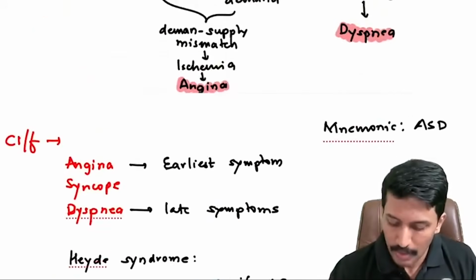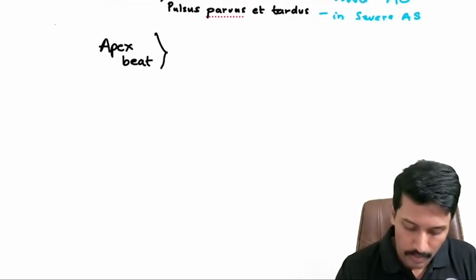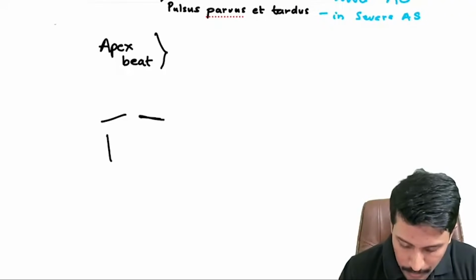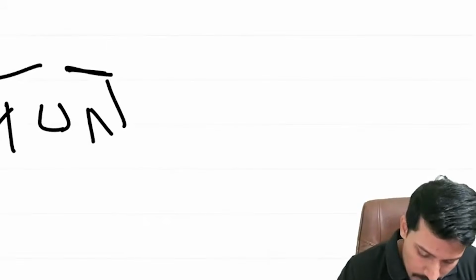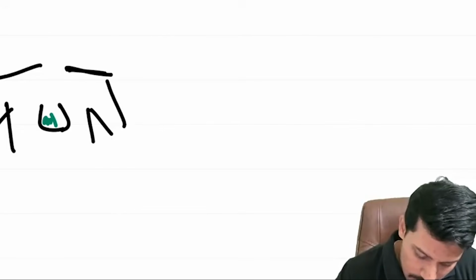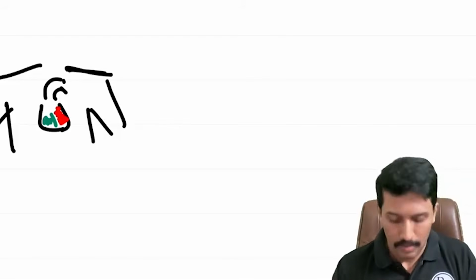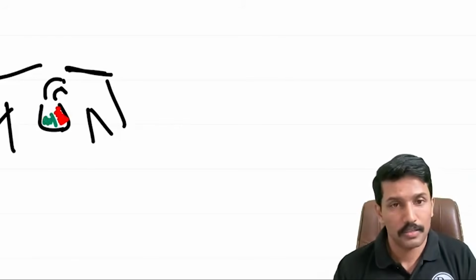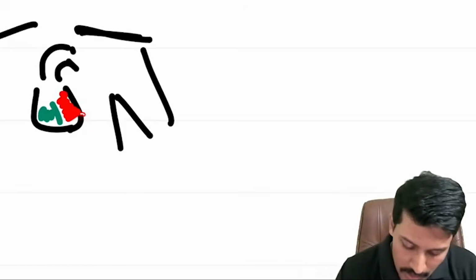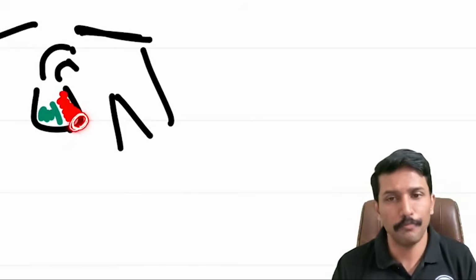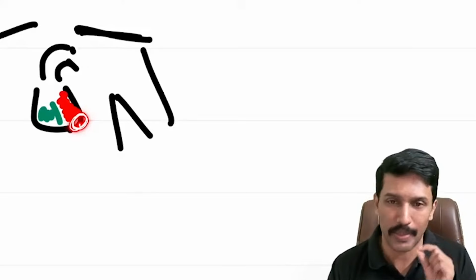What is apex beat? Apex beat is the only part of cardiac contraction that can be felt externally. If I'm examining an individual, let us say this is the person I'm examining. This is where his heart is located. This is the right ventricle. This side is the left ventricle. I have the arch of aorta here. Now the right ventricle is contracting, the left ventricle is contracting, but I can't see it. The only thing that may be visible and felt is the tip of the left ventricle contracting. That point of maximal impulse which can be seen is called the apex beat.